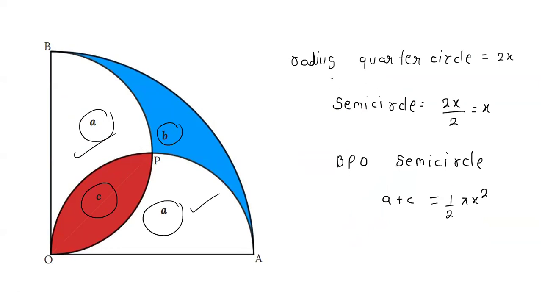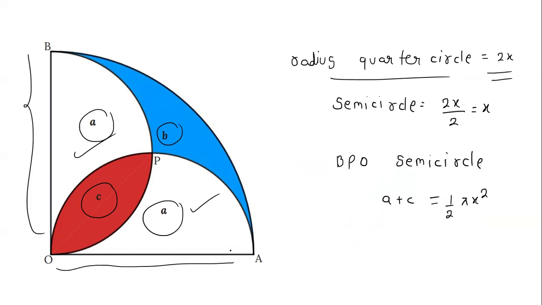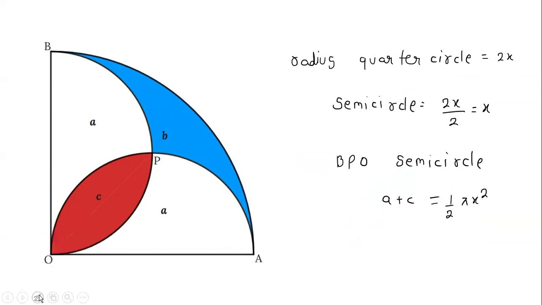Now let's assume the radius of the quarter circle is 2 times x. And we know this is the diameter of the semicircle and this is also the diameter of the semicircle. Let's assume the radius of the semicircle is r. So we can say that 2 times r is 2 times x. So the radius of the semicircle is x. Now we know the radius of the semicircle is x and the radius of the quarter circle is 2 times x.